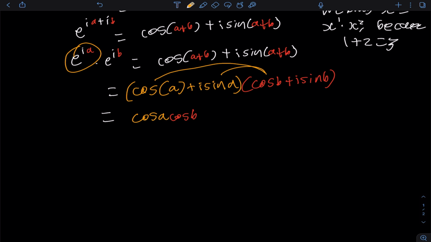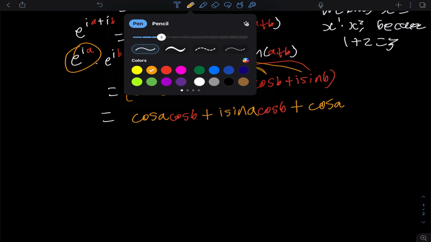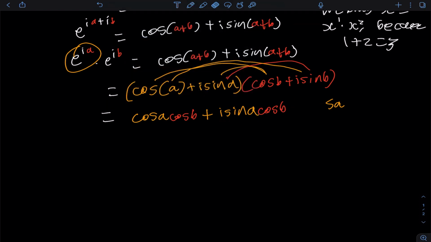Then we take this next part right here. We have I sine A, so plus I sine A, and then times cosine of B. And then we take this times this. First of all, I forgot to do this. Before we do that, we have to take cosine of A times I sine of B. So that's a plus cosine of A, and then we have an I sine of B. So let's put that I before this. So here we have an I, and then we have a sine B.